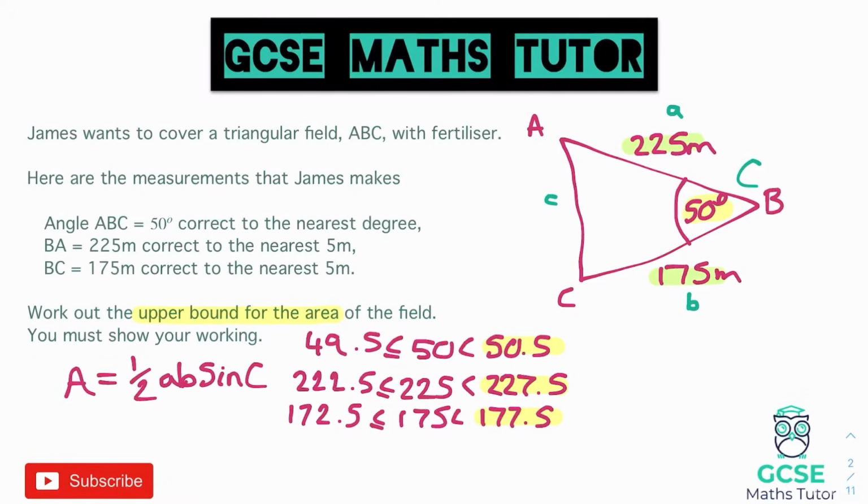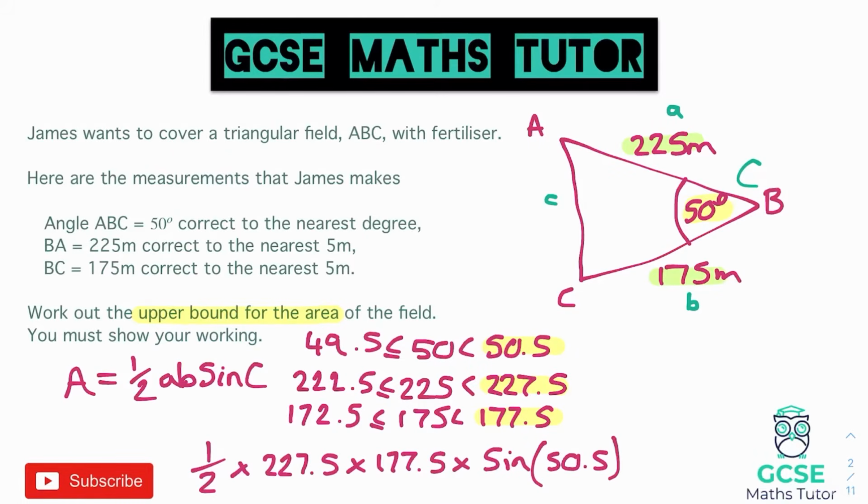The rest of it is now just plugging into the formula. So to work out the area, we'll do half times A, which we've labelled as the 225, so that would be 227.5, multiplied by the 177.5, the other length, multiplied by sine of the angle, which is the largest one, so 50.5, and we'll have a look at what answer we get for that.